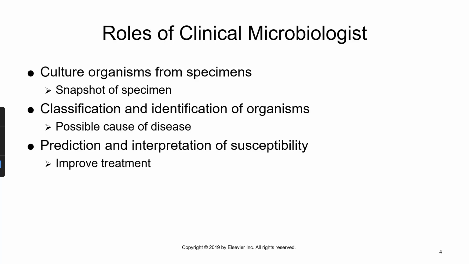So the role of the clinical microbiologist is to culture organisms from specimens. It gives you a snapshot of the specimen. So when we get a swab from a patient, we're going to then swab it onto an agar plate and try to culture it. And when we culture it, the goal is to grow enough of it so that we can figure out what's causing the problem. Classification and identification of organisms, so the possible cause of disease. Right away when we get a specimen from a patient, we can start to evaluate certain features of the microorganism, especially if it comes from a sterile source.